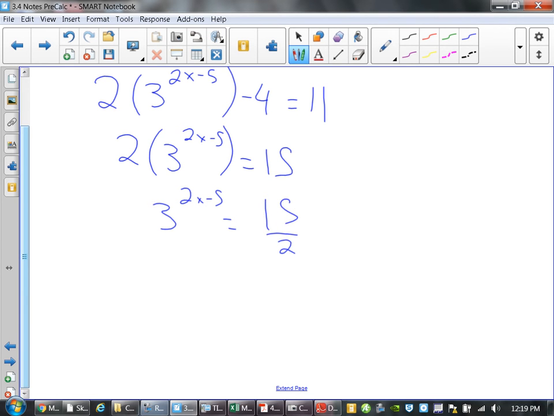And you're probably right. If you wind up with 7.5, it'd be quicker to type into the calculator than it would be 15 over 2. It's not a big deal. You're going to have to use the calculator. But how do I get the exponent to drop? It's log base 3. Okay. So I wind up with 2x minus 5 is going to equal the log base 3 of 7.5.